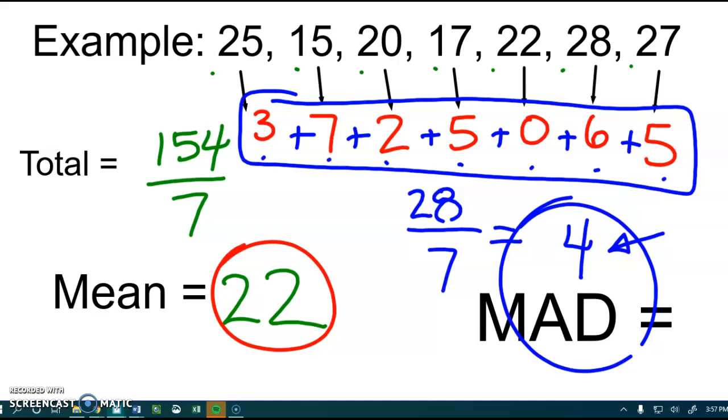Okay? So we're going to do more practice with this. But you have the notes, you have the examples. Now you know what we're talking about when we say MAD. So that's the end there of video 0.